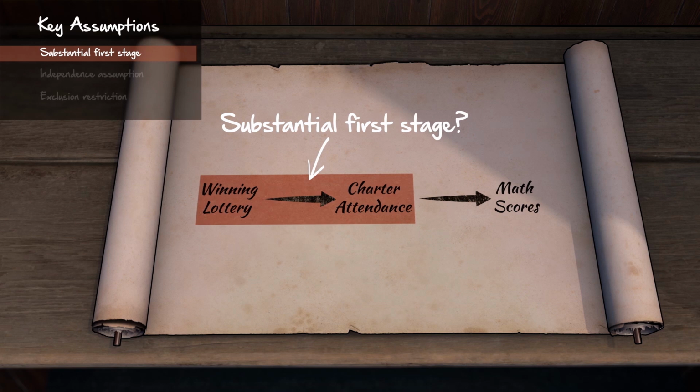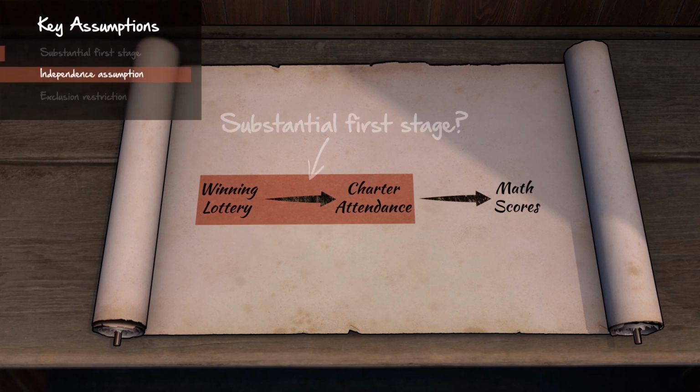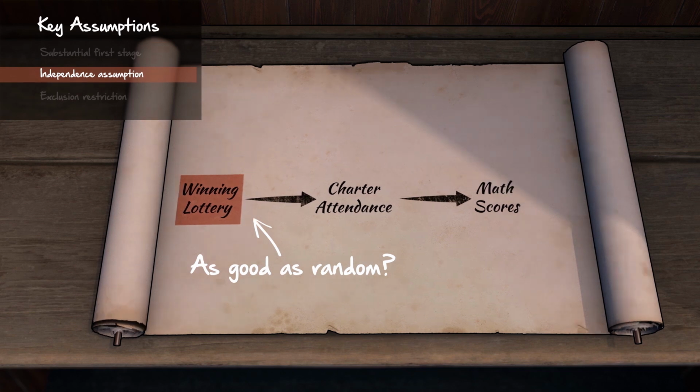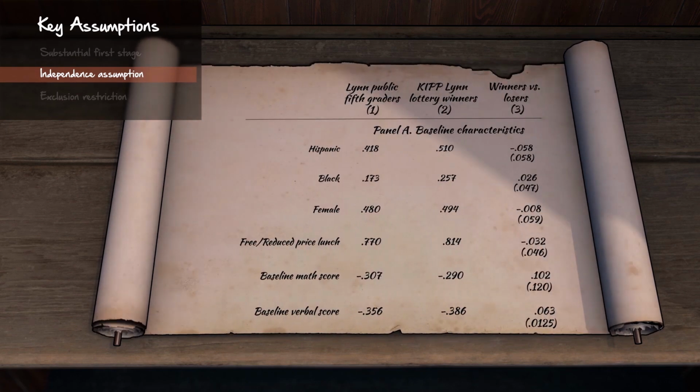Not all IV stories are like that. Second, the instrument must be as good as randomly assigned, meaning lottery winners and losers have similar characteristics. This is the independence assumption. Of course, KIPP lottery wins really are randomly assigned. Still, we should check for balance and confirm that winners and losers have similar family backgrounds, similar aptitudes, and so on. In essence, we're checking to ensure KIPP lotteries are fair, with no group of applicants suspiciously likely to win.